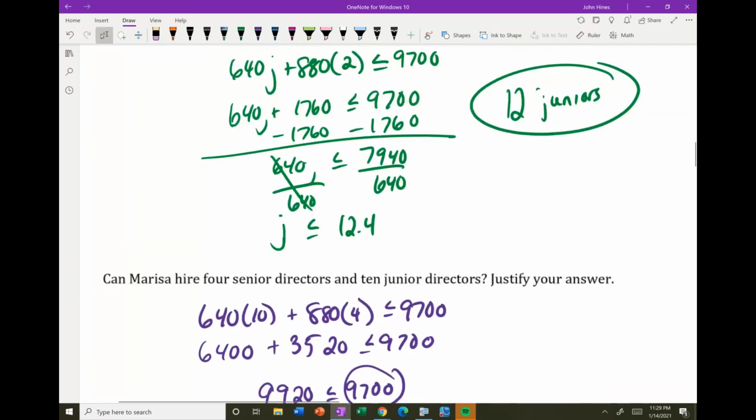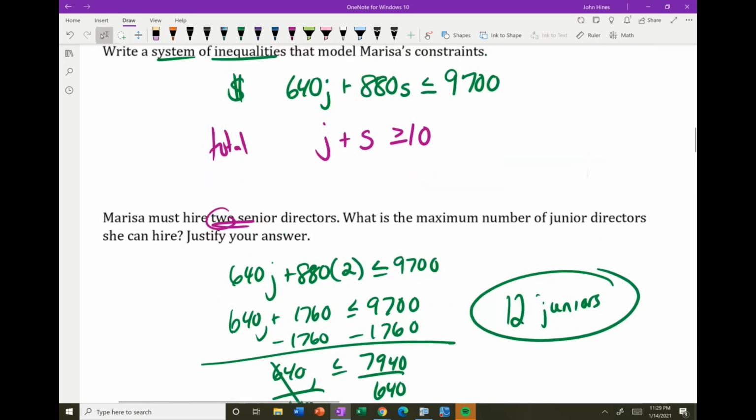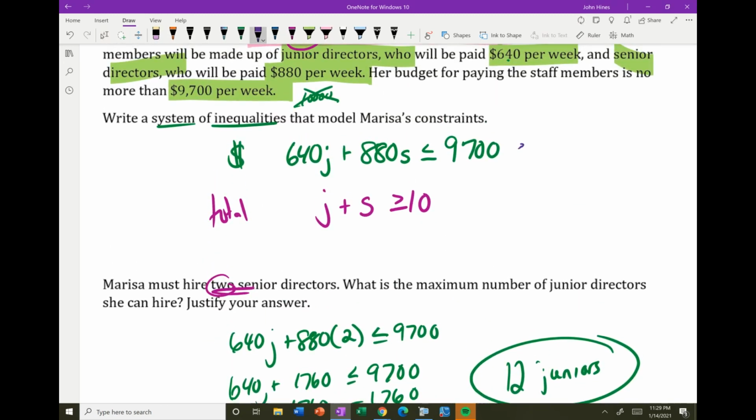Okay, so we're going to be working with these modeling problems with systems of inequalities where you've got the total and the money. Total, and show me the money. And we'll see you guys as we keep working with these systems of inequalities.